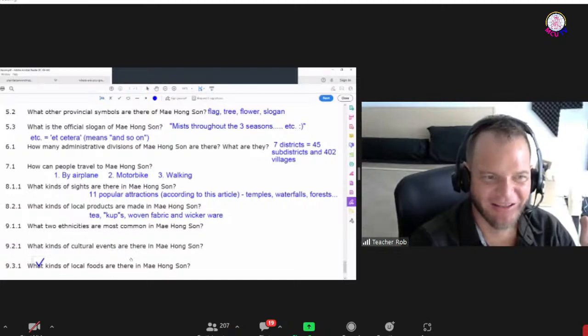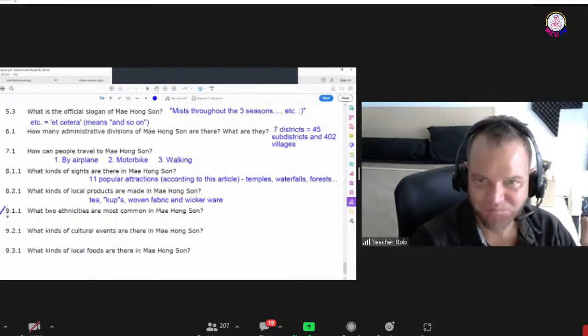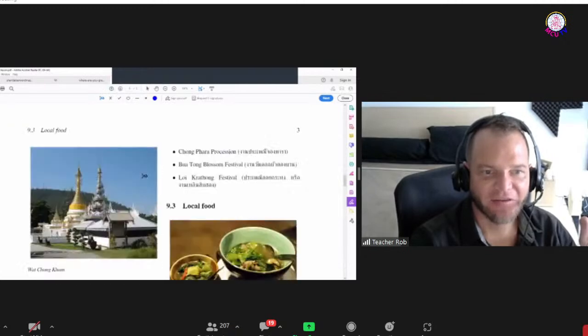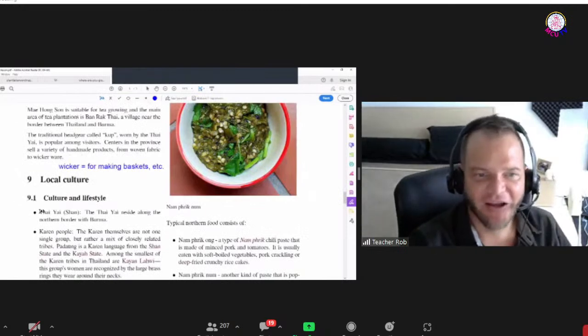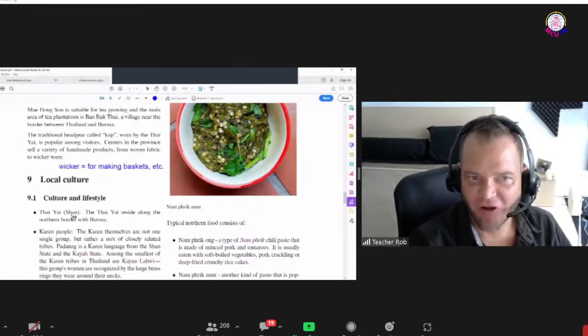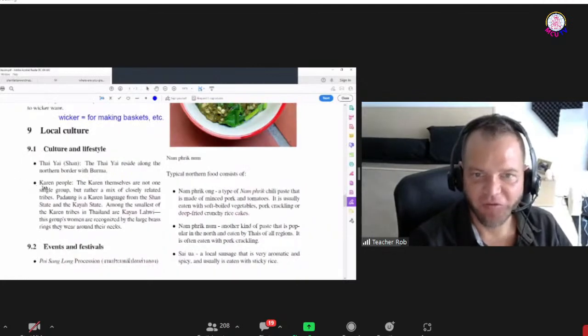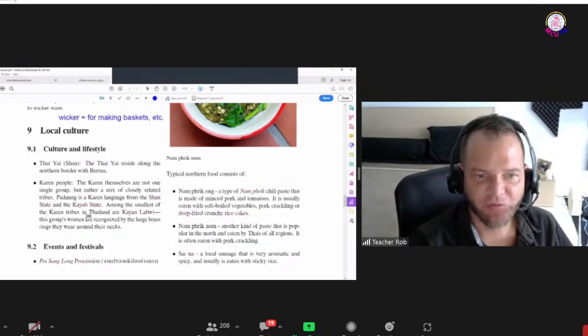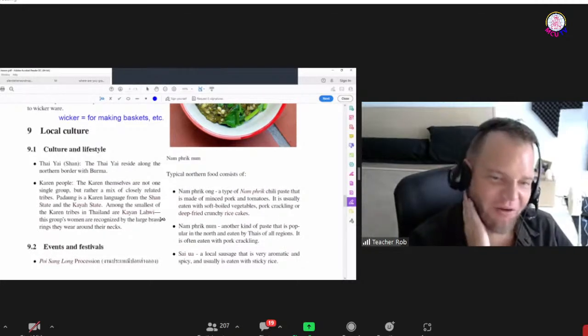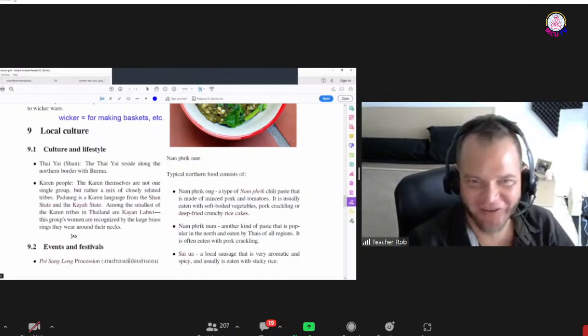My favorite topic, probably. So here's section 9. Okay, so we start here, and it says local culture 9.1, culture and lifestyle. Thai Yai, okay? The Thai Yai reside along the northern border with Burma. And I believe this is Karen, the Karen people. The Karen themselves are not one single group, but rather a mix of closely related tribes. Padong is a Karen language from the Shan state and the Kayah state. Amongst the smallest of the Karen tribes in Thailand are Kayan Lawi. This group's women are recognized by the large brass rings they wear around their necks. Oh, I saw this when I was there. Yeah, the brass rings. Okay, that's the Karen tribe.